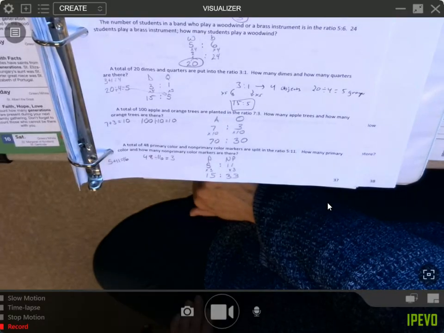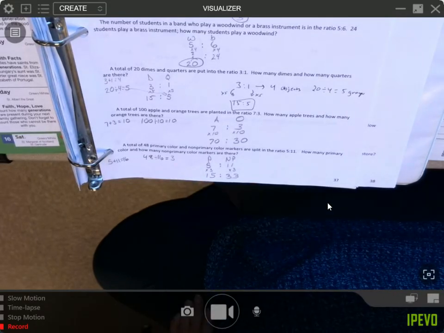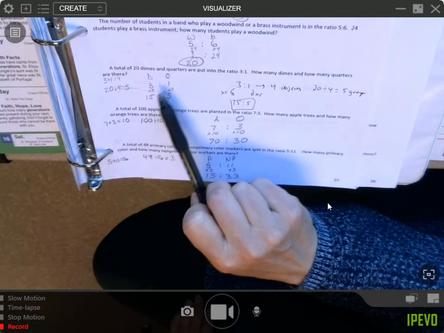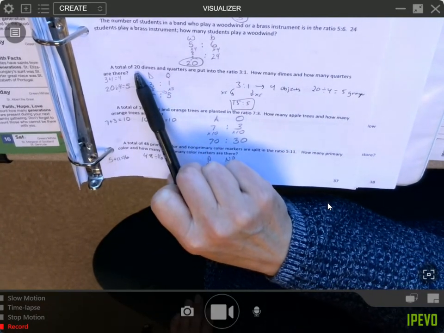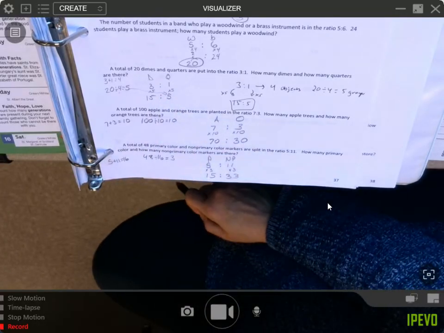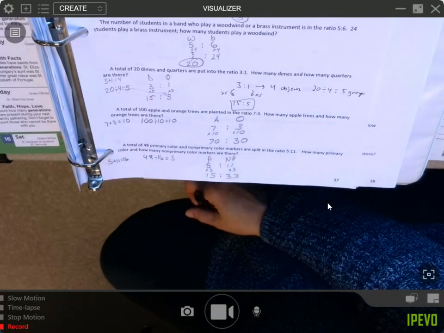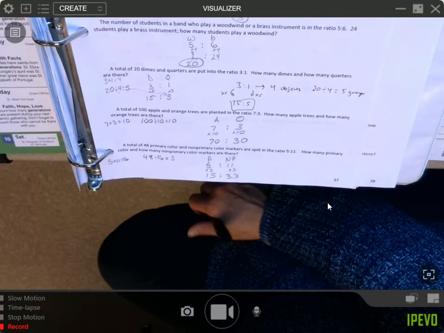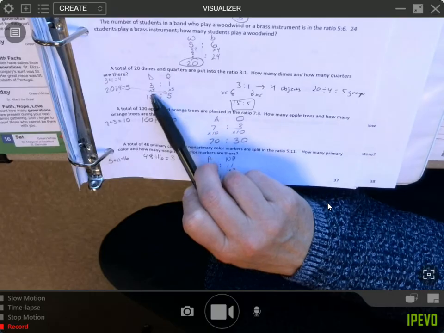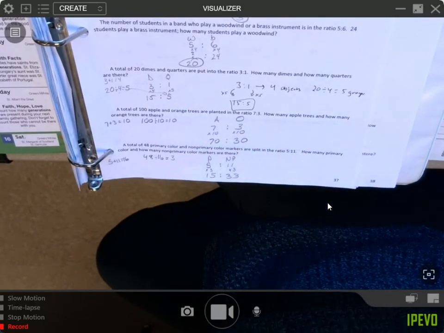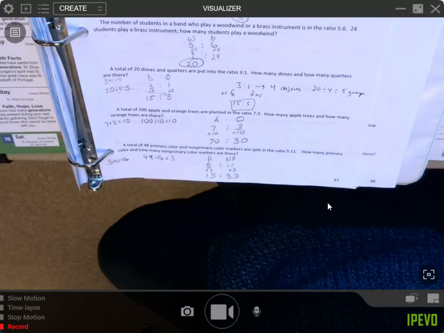Does that make sense how I figured that out? So you put your ratio in, dimes to quarters. And I know the total was 20, so I had to be able to add up the two. So you can guess and check some. Say, well, if it was multiplying by 3, that would have been 9 plus 3 is 12. So I knew it had to be a bigger number. You can do those guessing and checking.